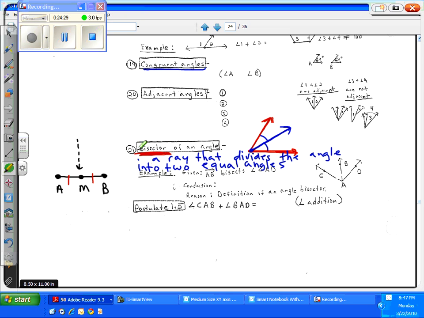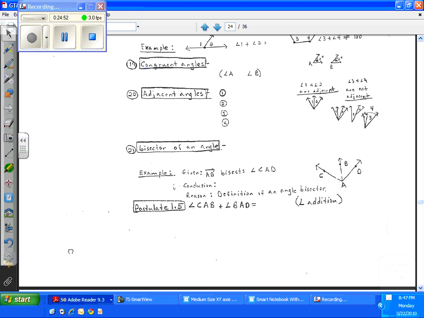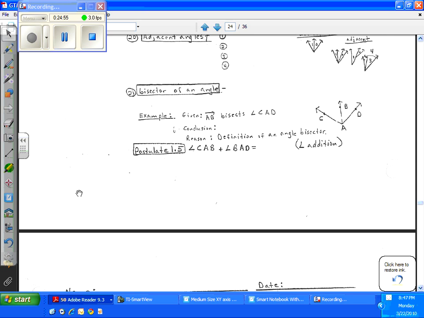Now, we've got a definition, and so again, we want to focus on the word and what you get out of it. If we're giving a proof when we hear the word and what you get out of it, the reason we use is definition of that word. Okay? So let's look at how that's going to work here.